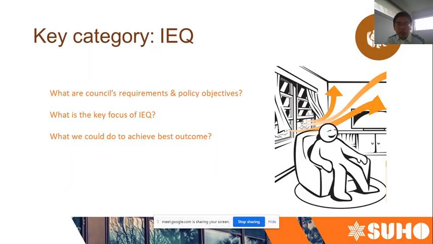Okay, let's come to the next key category of BESS, IEQ. Similar to stormwater, we have 3 questions here. What are council's requirements and policy objectives? And what is the key focus of IEQ? And what could we do to achieve the best outcome?